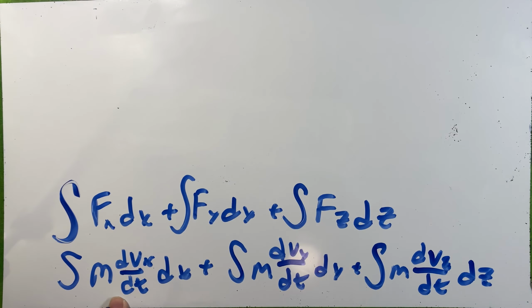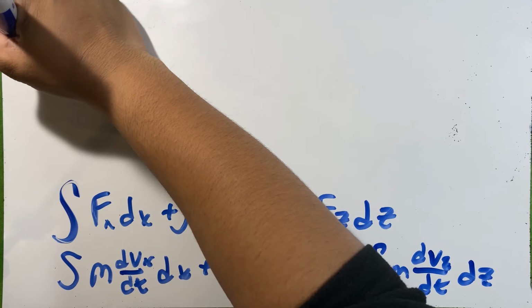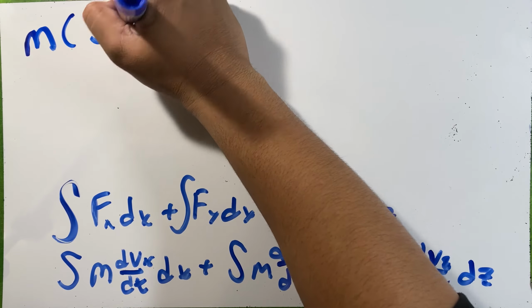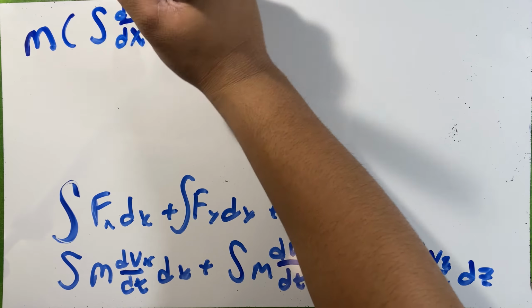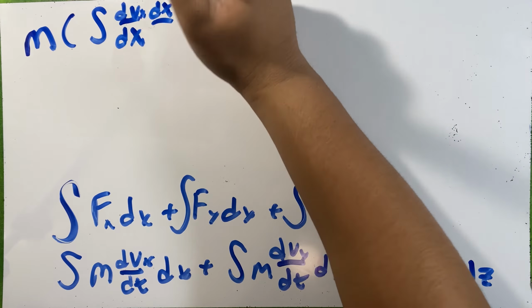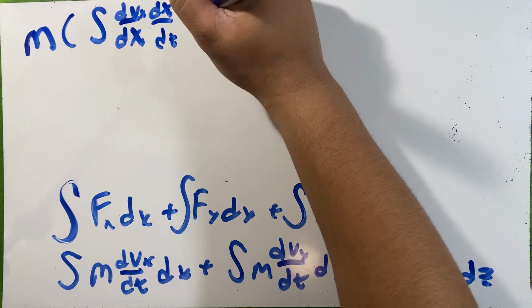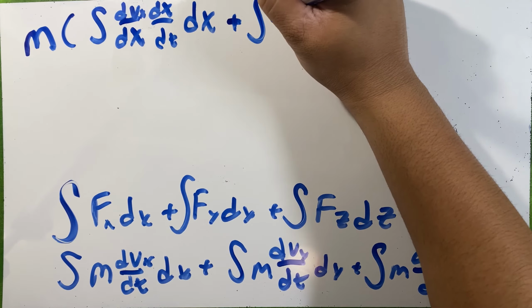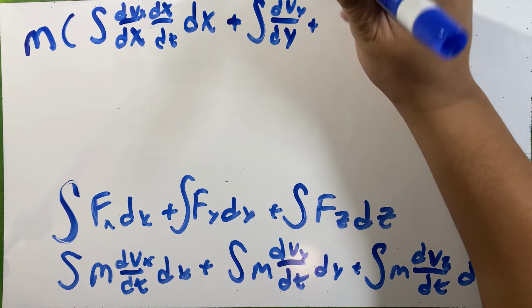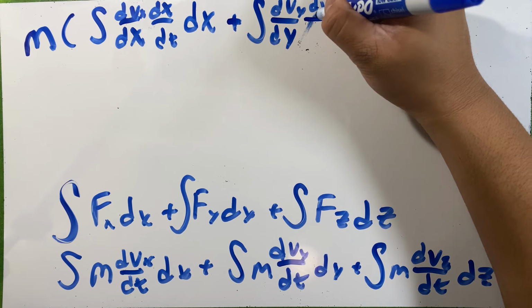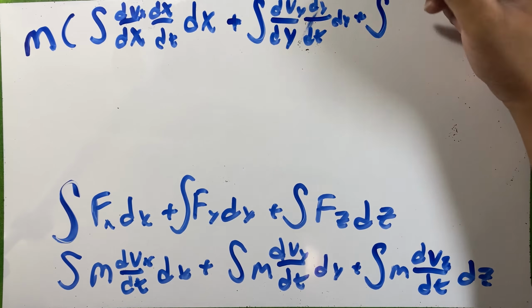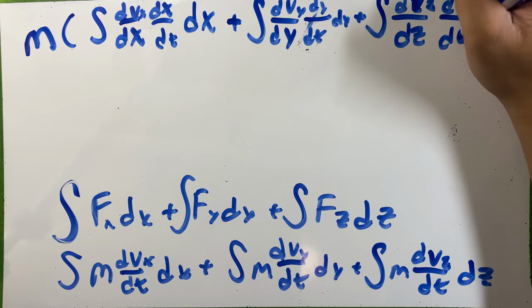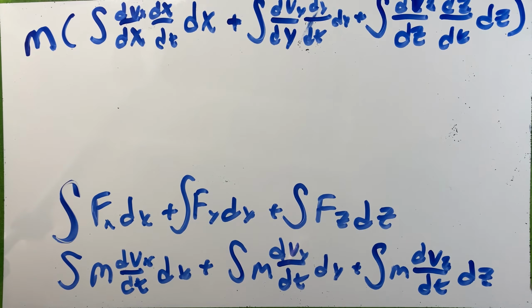Let's factor. Since mass is constant, we're assuming that mass is constant, be aware of that, we can factor the m out of all the integrals, and then it just becomes the integral of dvx/dx times dx/dt dx, plus the integral of dvy/dy times dy/dt dy, and last but not least, dvz/dz times dz/dt dz. Now I'm getting dizzy just writing this out.